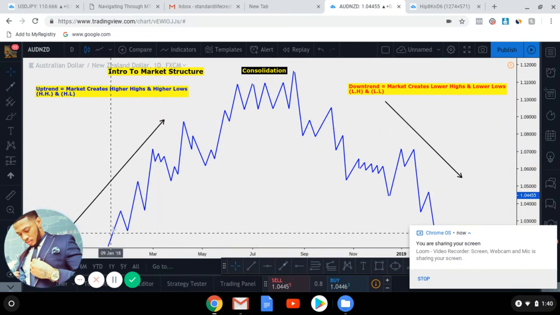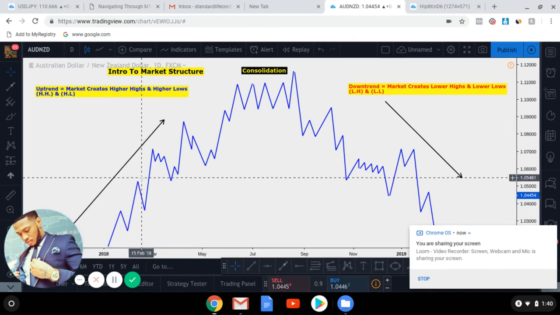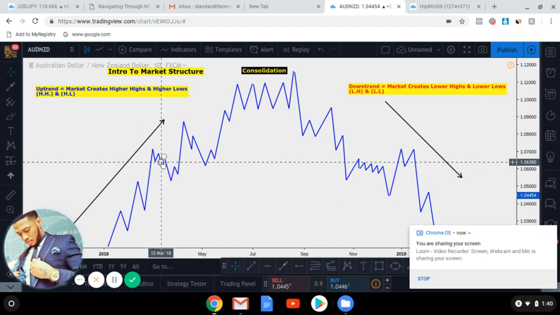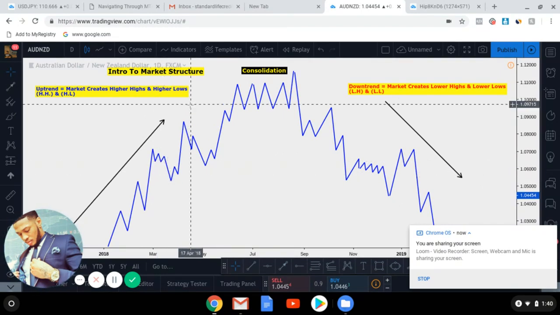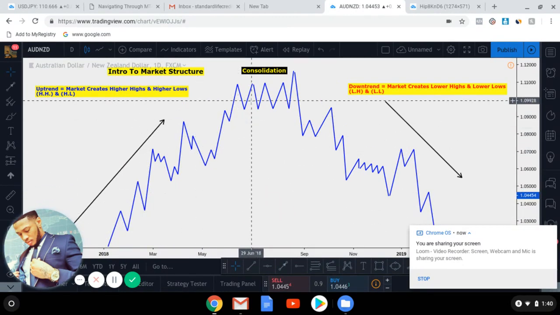We have the market goes down, goes up, goes down, goes up, goes down, goes up. Takes its time going down. But as you can see with the naked eye from moving your eyes from left to right, you can see that this market is clearly moving up, right?